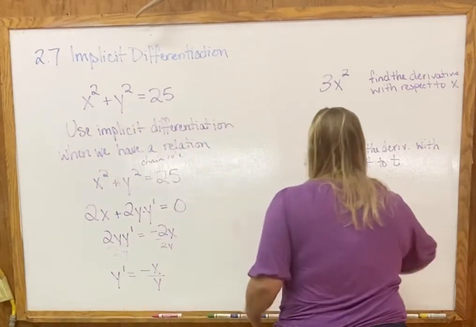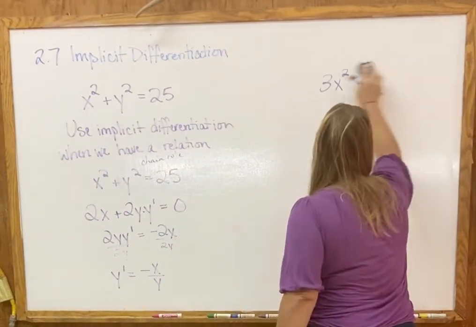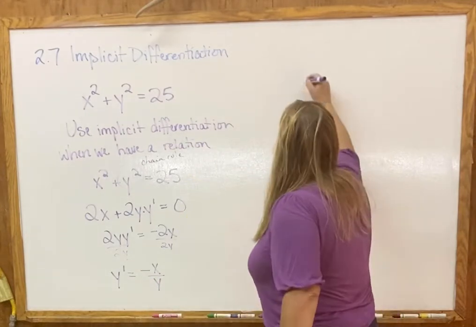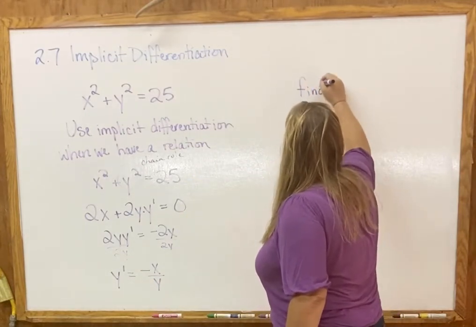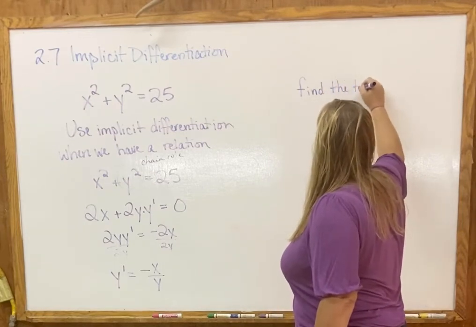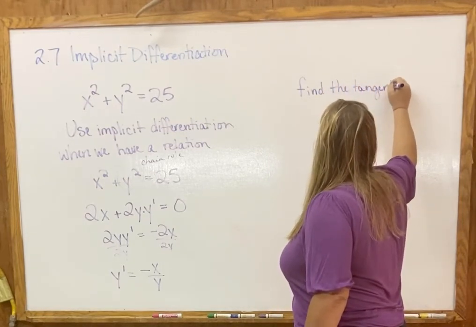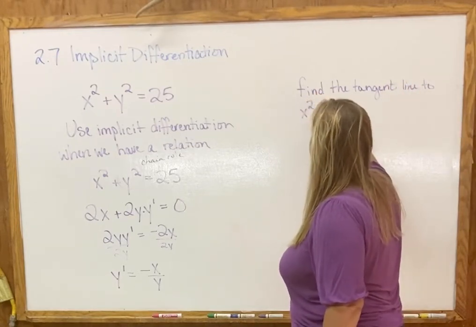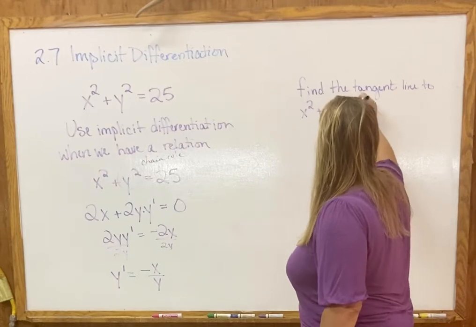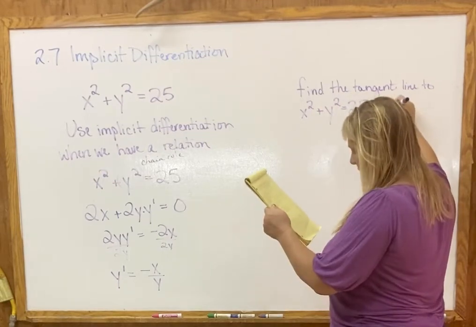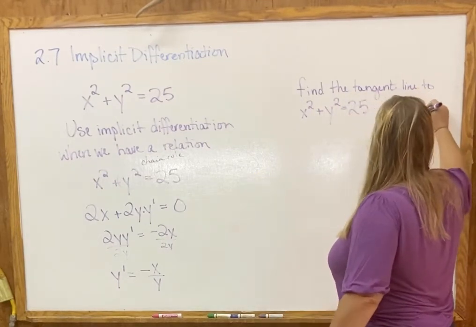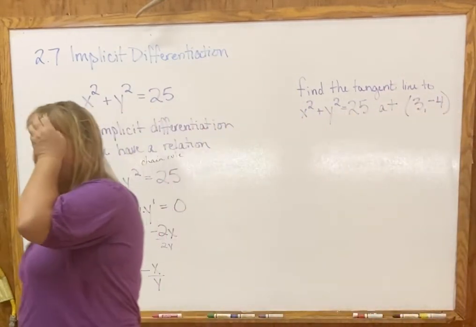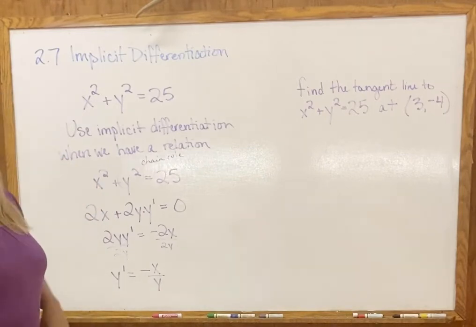So a little bit more work to get to your derivative, but we're still able to do that. But now I can ask you questions about that. I could say, excuse me, what am I going to say? Find the tangent line to x squared plus y squared equals 25 at the point 3, negative 4.